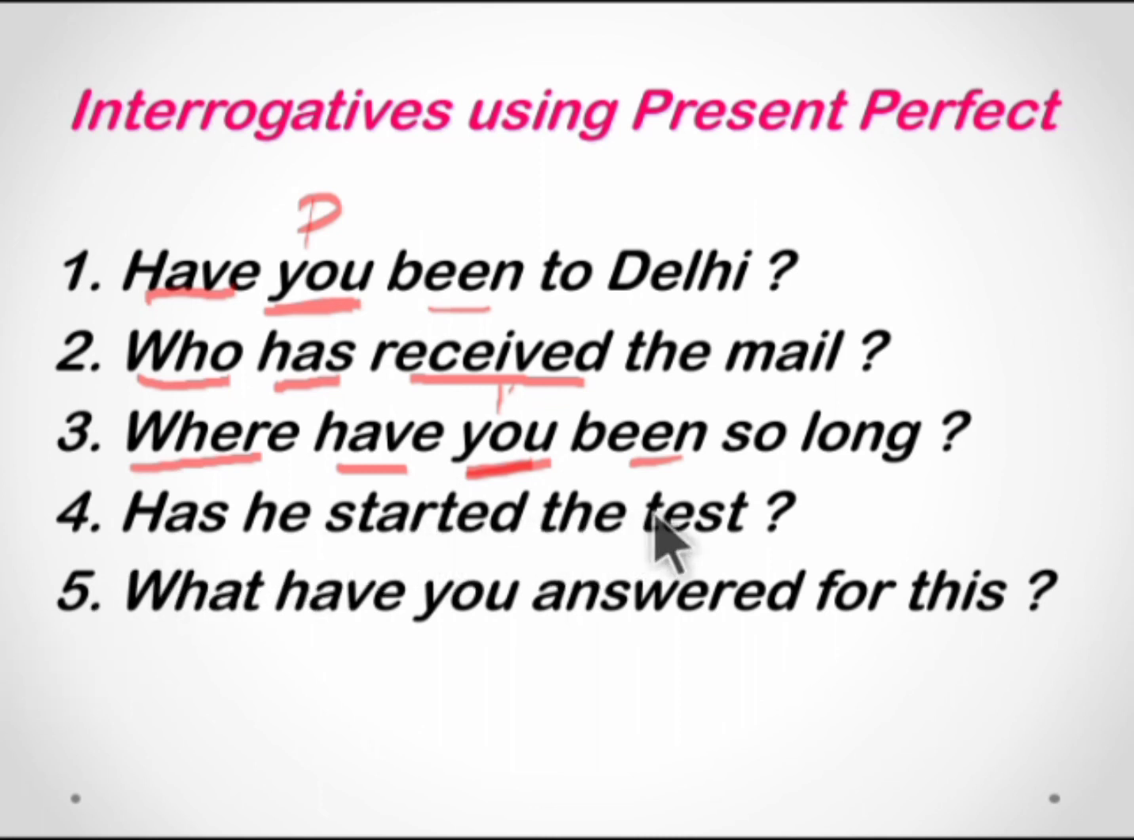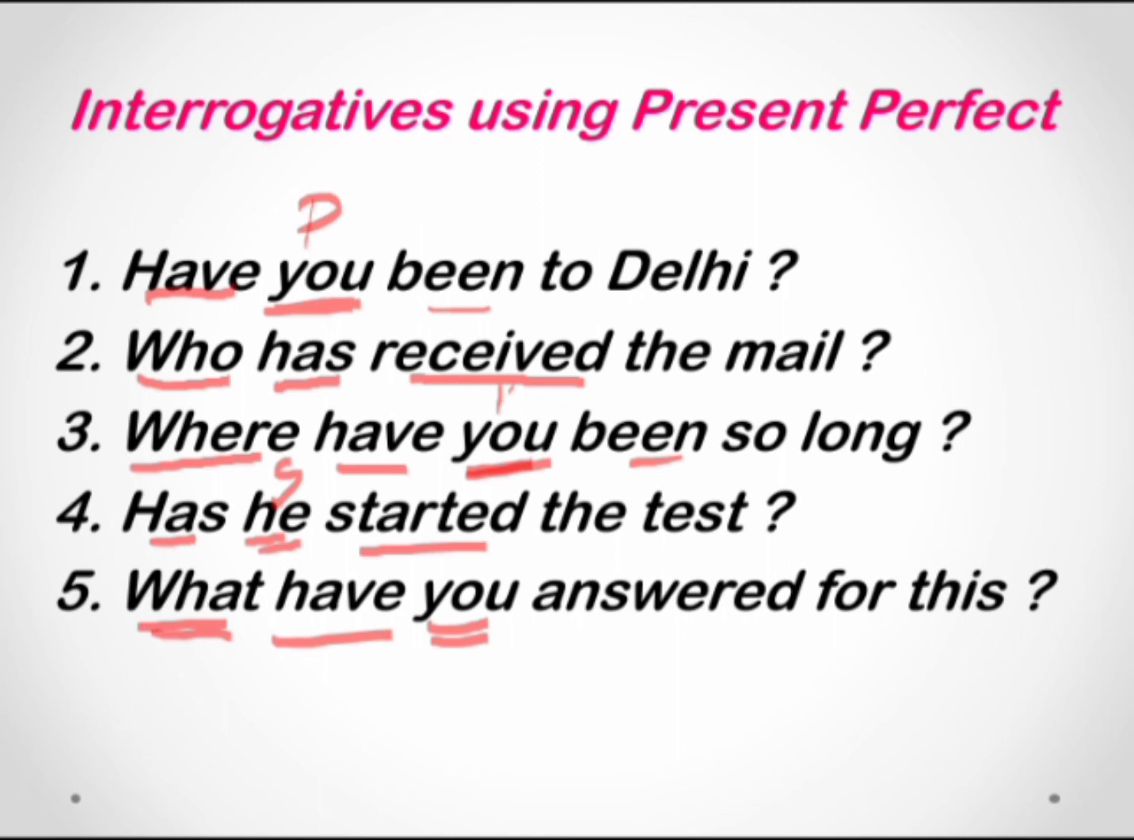Has he started the test? Has is used because he is a singular subject. Started is the past participle of start. Yes or no, that will be the reply for that. So what have you answered for this? What is a WH question. And since you is the subject here, we use have. Answered is the past participle of answer.